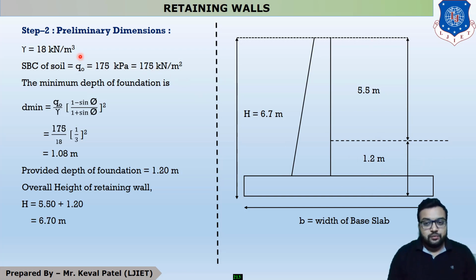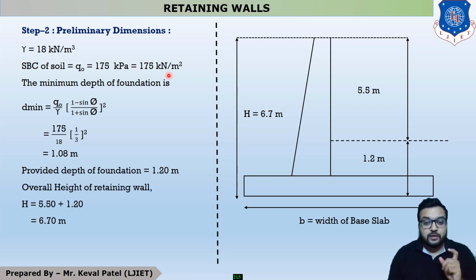Okay, so first of all, our gamma, the density of soil, is 18 kilonewton per meter cube. SBC of soil, which is denoted by q0, is 175 kilopascal, and we already discussed that 1 pascal is equal to 1 newton per meter square. So 175 kilopascal is also called 175 kilonewton per meter square.